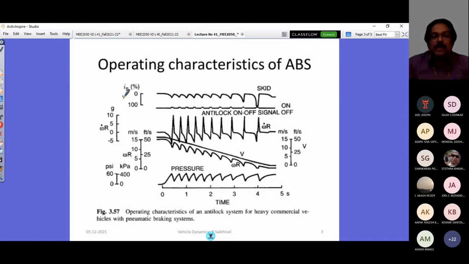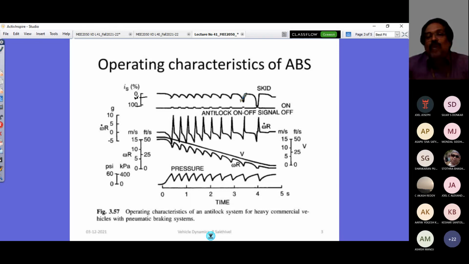Essentially, you have to look at your braking pressure. You can see here, this is on-off, the anti-lock on-off signal. When the anti-lock brake is on, the pressure drops, but it is not just dropping; it is held, and then again it increases, again it decreases, and like that this action happens. During this action, your skid value, see here, initially is 0, and then it goes up, but it does not reach 100% skid. That means it is in the desirable range, maybe within 20% itself.